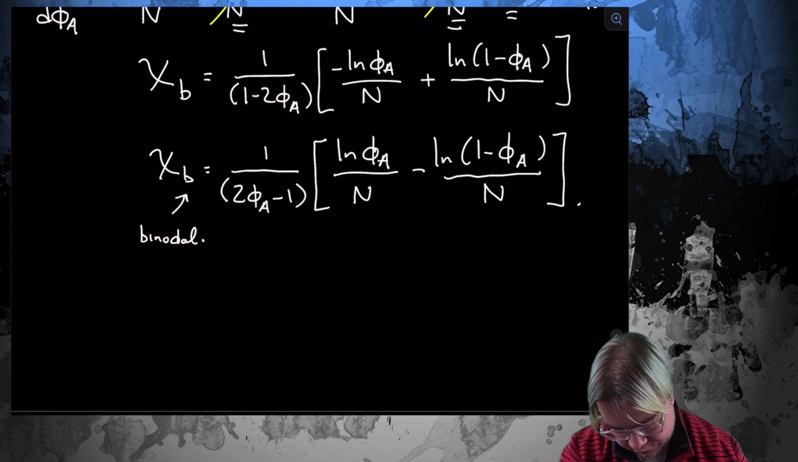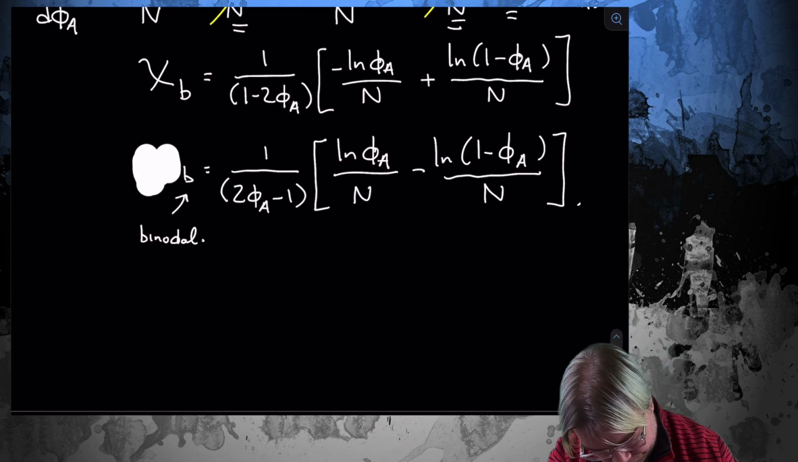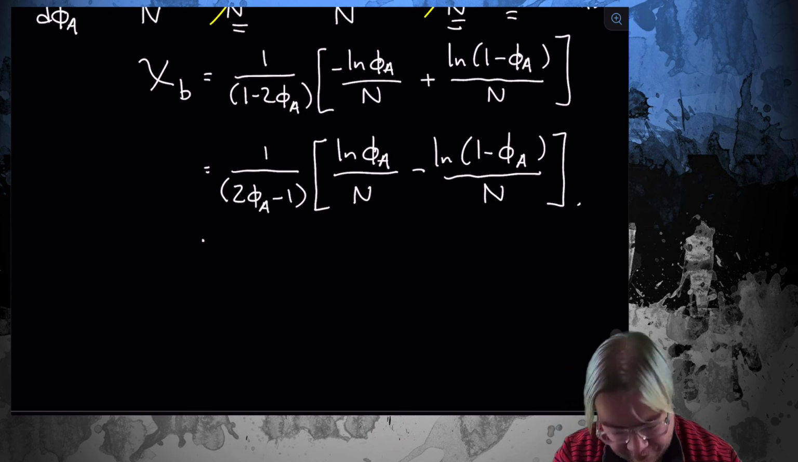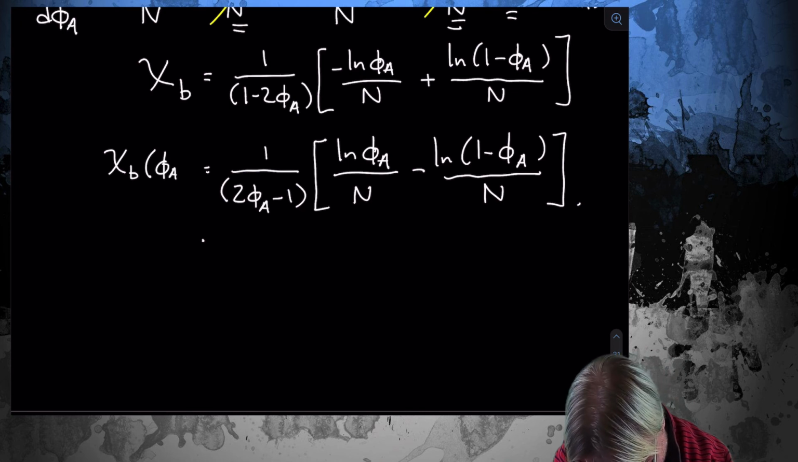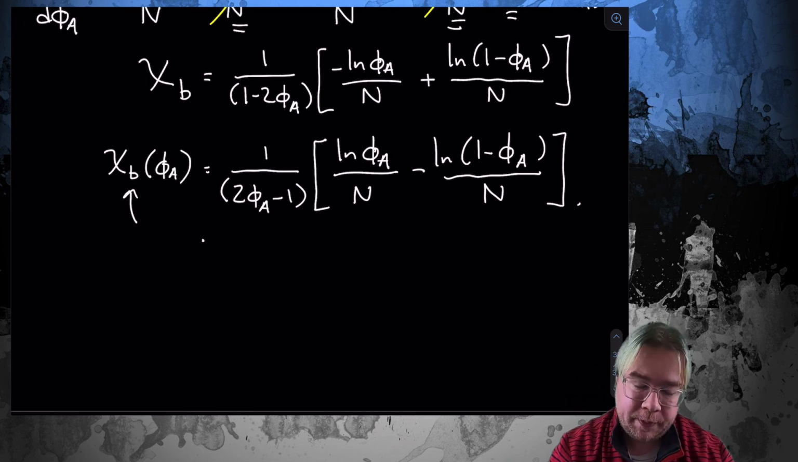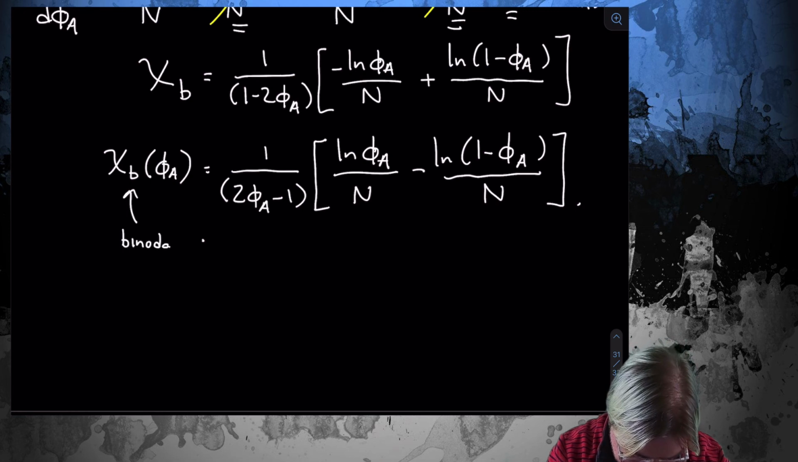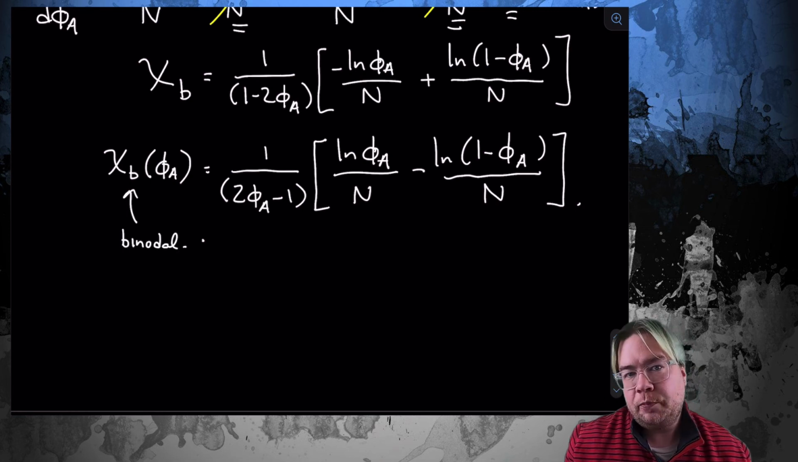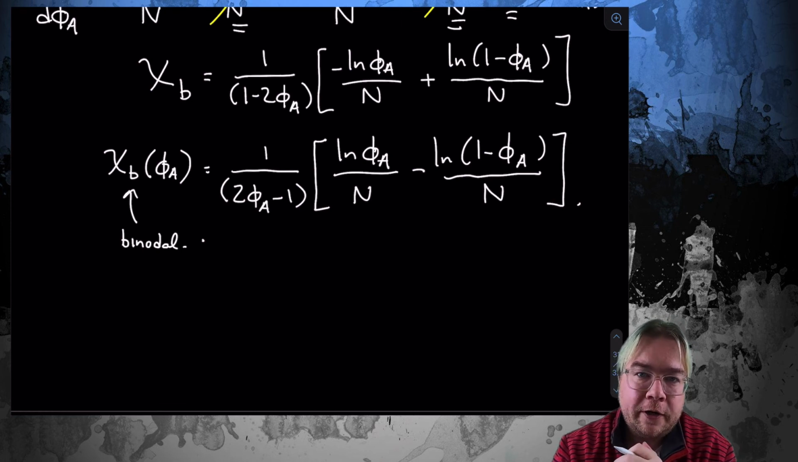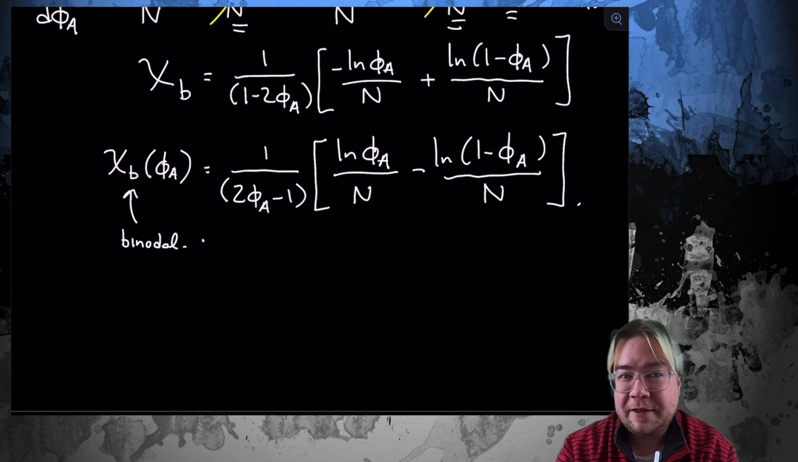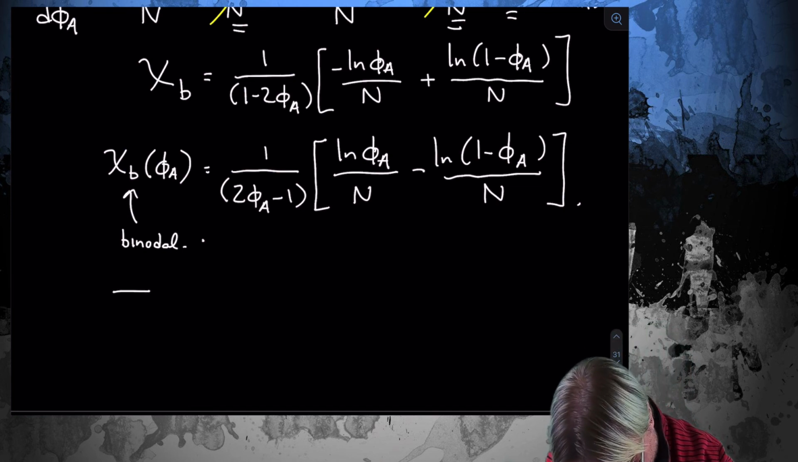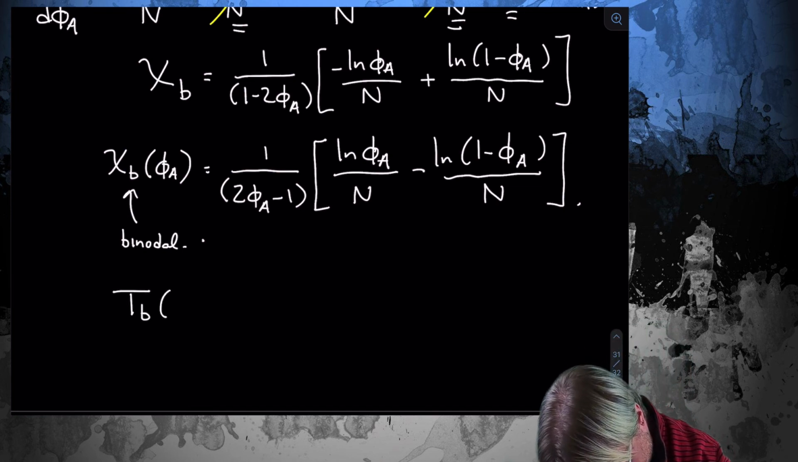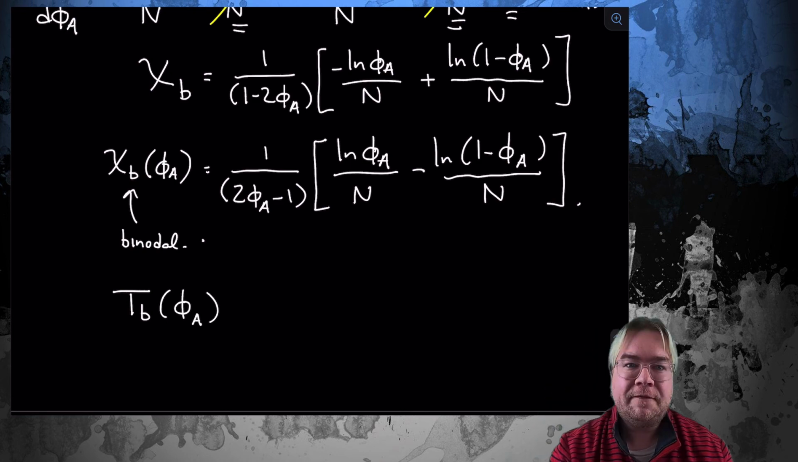You could also say this is similar to, in fact, let me change the notation. Instead of chi B, if you were to plot this, this is really kind of like chi B as a function of phi A. And again, the little b means binodal. So I challenge you, put that into Wolfram Alpha or a graphing calculator or something and plot that and see how that looks. You should get a curve that kind of looks like the phase diagram, except it might be upside down. So what if we wanted the temperature, the binodal temperature, as a function of phi A?